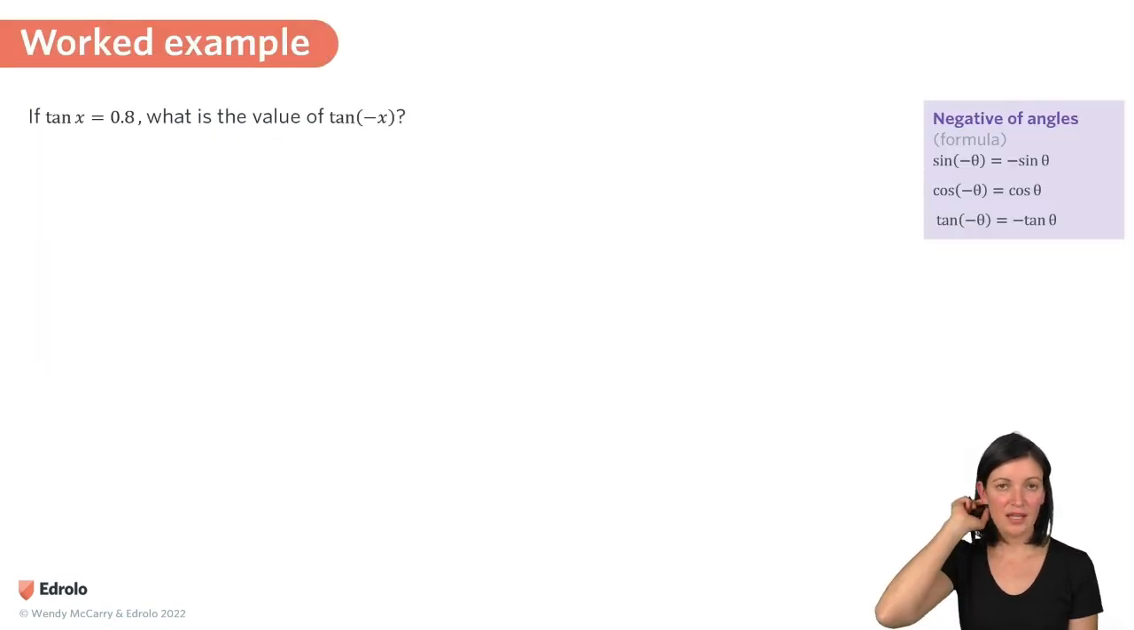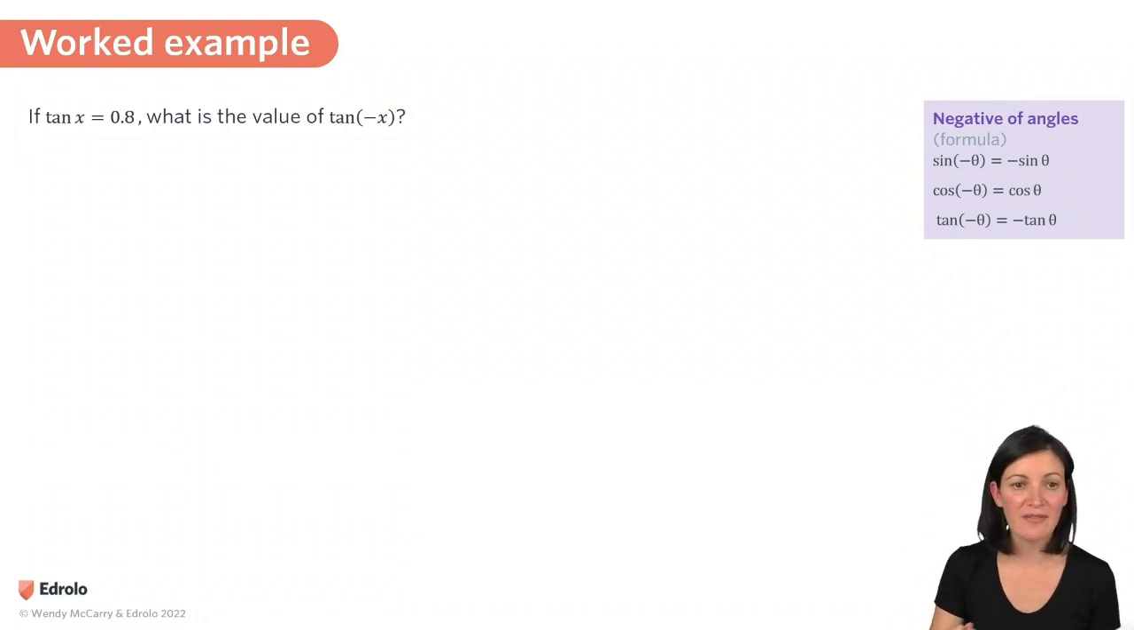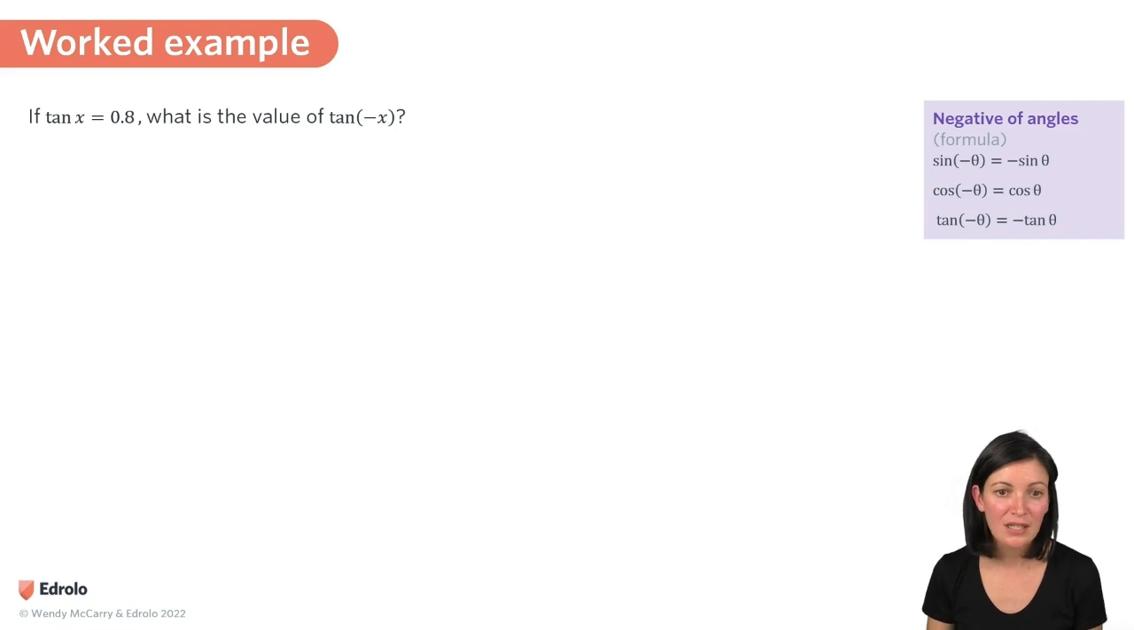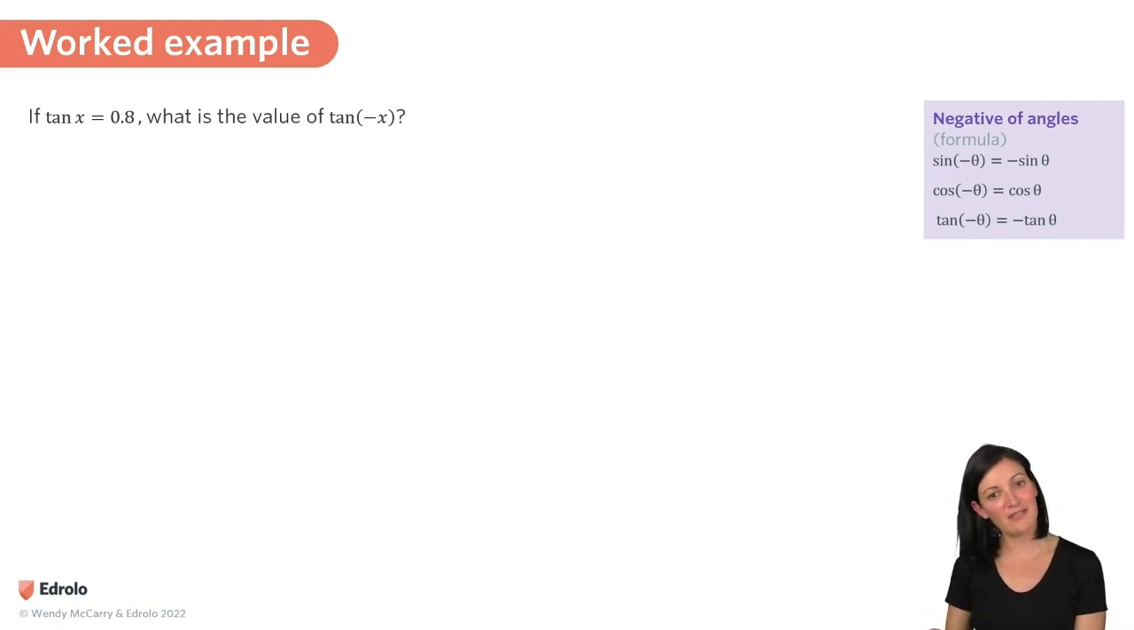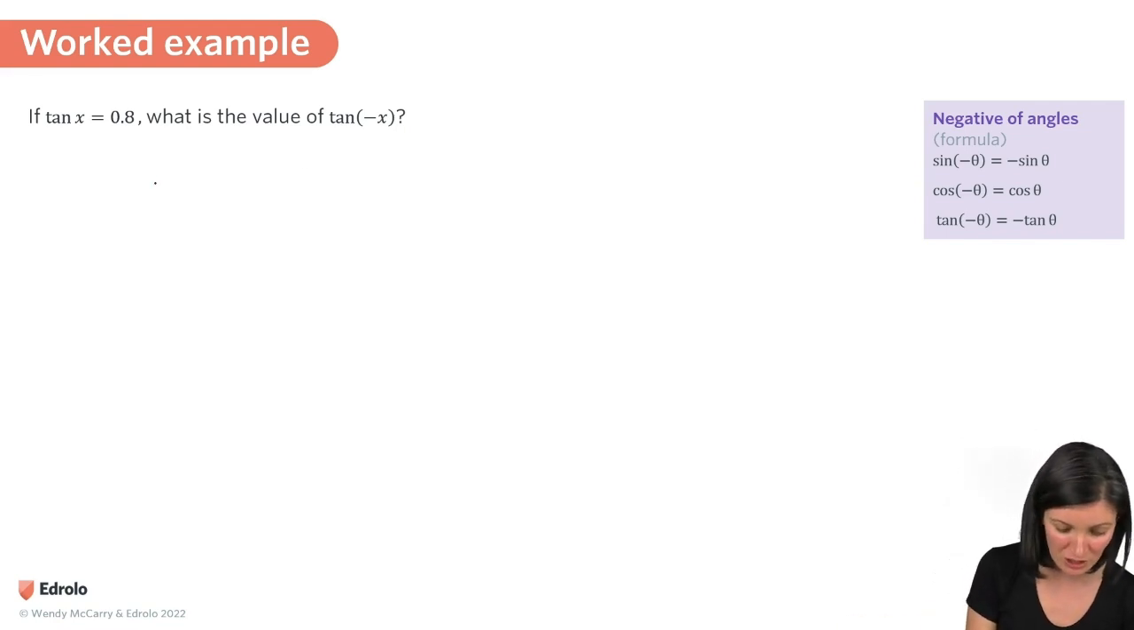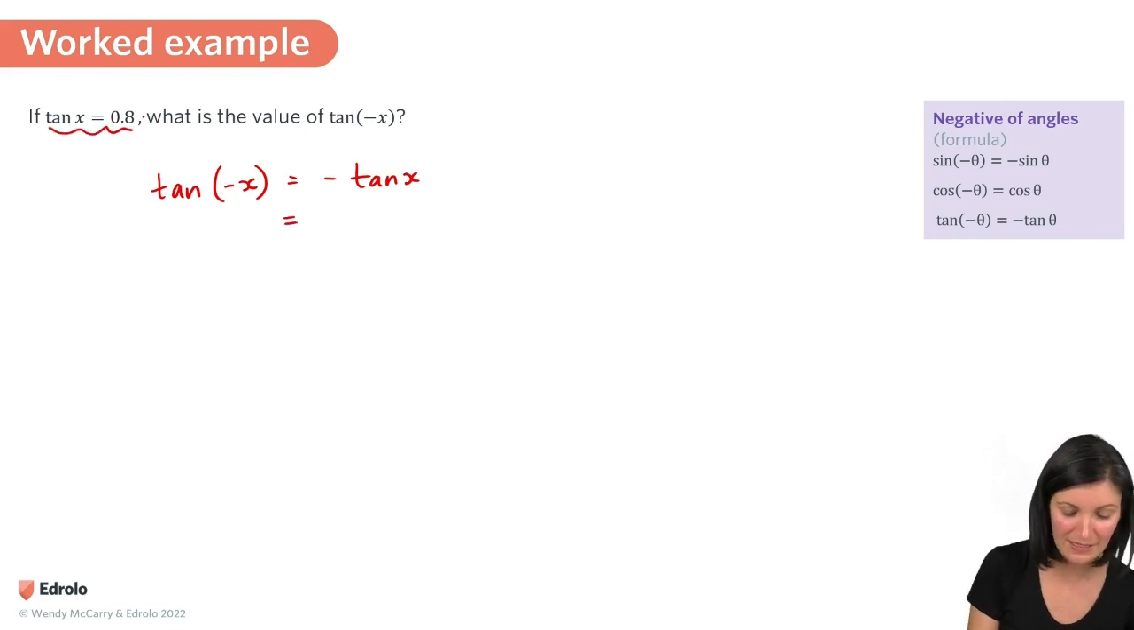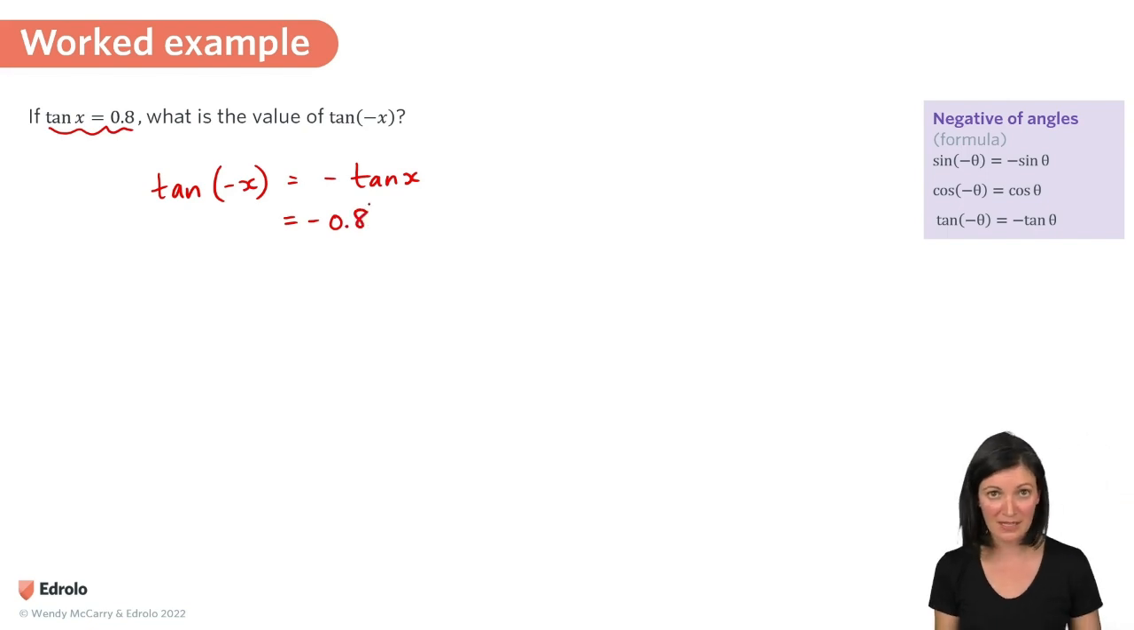Okay. So let's look at how we can use those relationships to evaluate a negative angle. So if tan of x is equal to 0.8, what's the value of tan of negative x? So we know from our relationship that tan of negative x is equal to the negative of tan x, which just means if tan x is 0.8, then this is equal to negative 0.8.